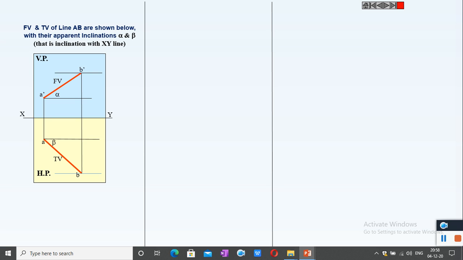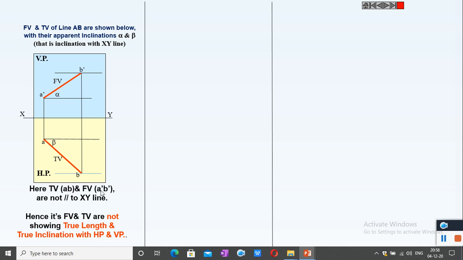So here the same old figure is given. Front view and top view of the line are given, and alpha and beta are given. A dash B dash and AB are given. Alpha is the inclination of its front view with the XY line and beta is the inclination of its top view with the XY line. It is given. We have to find the true length of the line and true inclination with, say, HP or VP, or both.